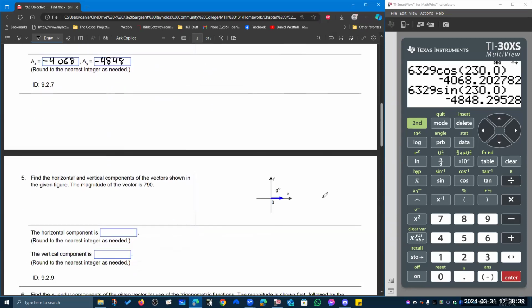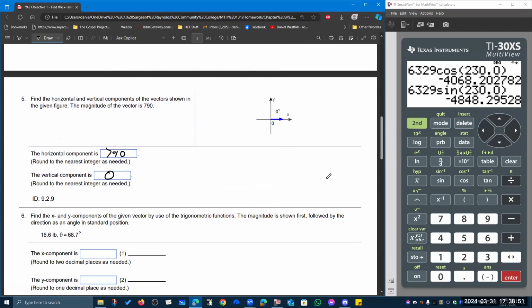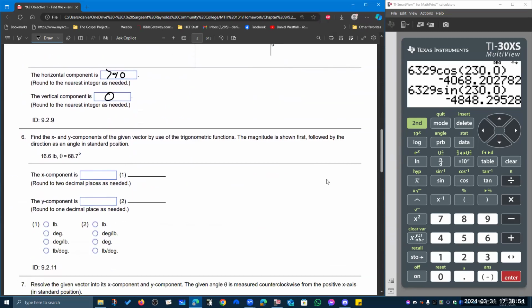Let's keep going here. We're completely horizontal here, so our vertical component is 0, and the horizontal component is going to be 790. Let's draw a diagram here. We have a theta of 68.7 degrees, a force of 16.6 pounds. I'll call that force F. We'll call this F sub y and this F sub x. Both of those are going to be measured in pounds, just like the resultant force was.